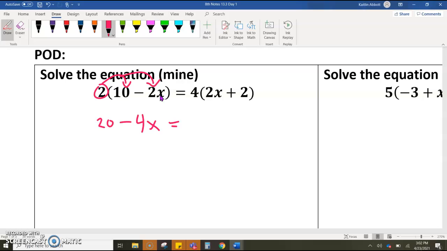equals 4 times 2 is 8x, because there's an x, and 4 times 2 again is just 8, because there's no x, so plus 8. Now we are going to solve for x.